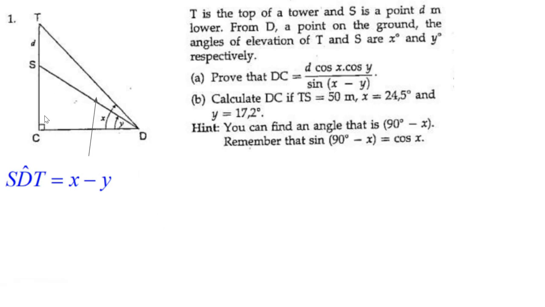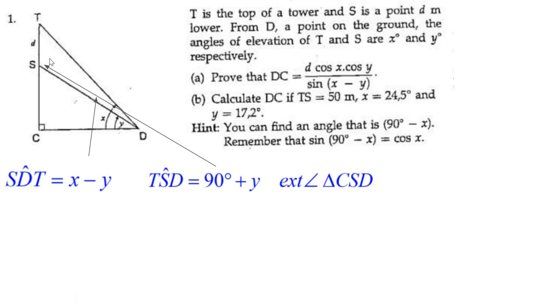And this angle up here, hey, look, that's 90. That's Y. That's 90 plus Y. That's the exterior angle of triangle CSD. So that's 90 plus Y. Now that's going to help us.